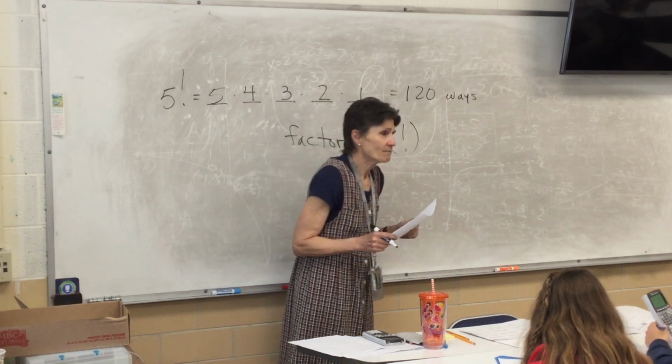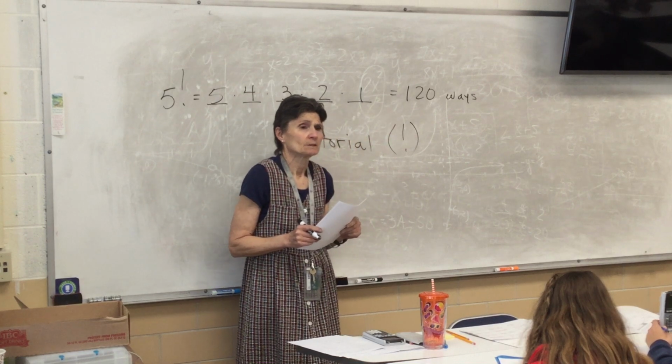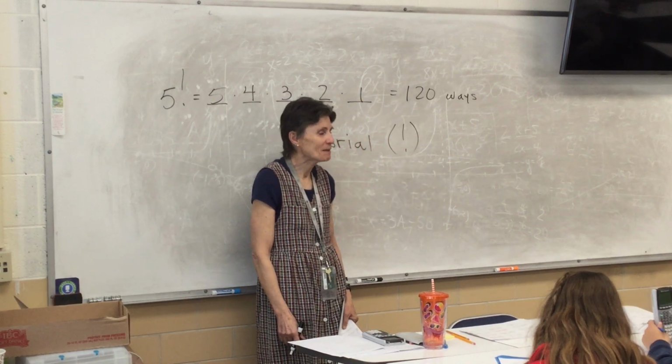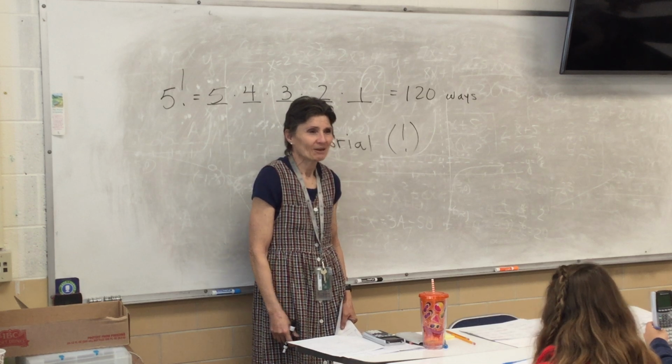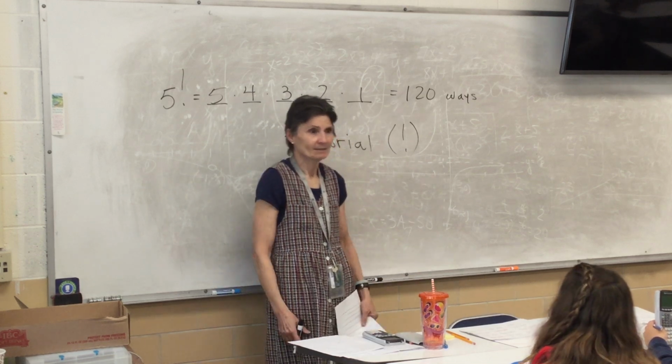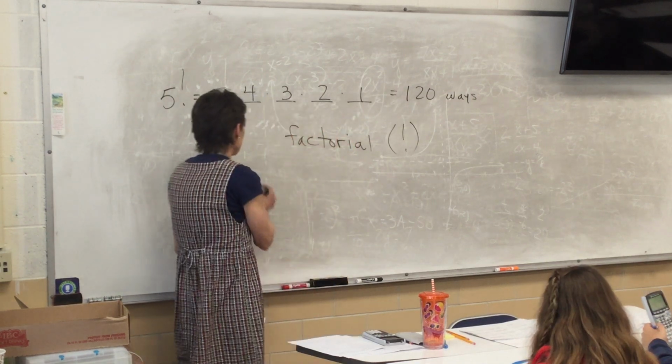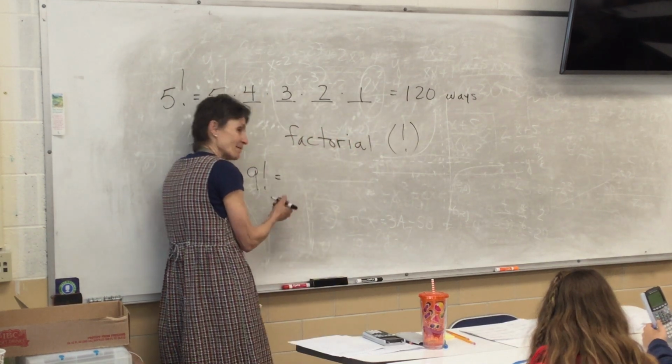All right, 9 factorial. Oh, I gave the answer. Shoot, how many ways can 9 people be seated in a row? Or can stand in a line? It's 9 factorial. So 9 factorial is what? I don't have it memorized.